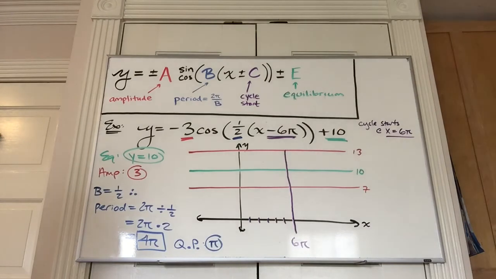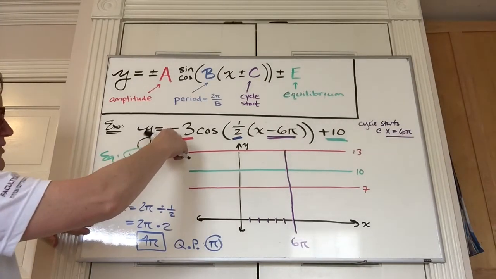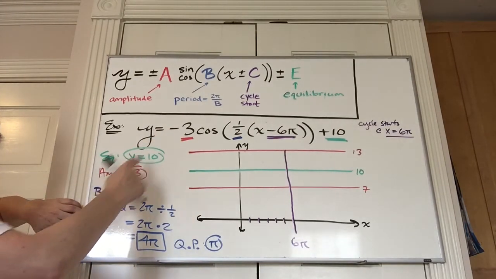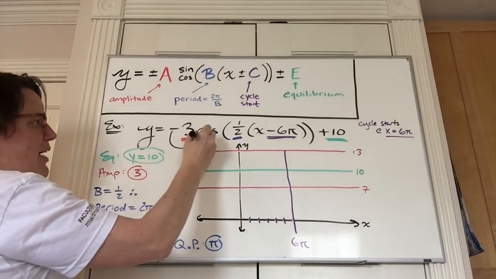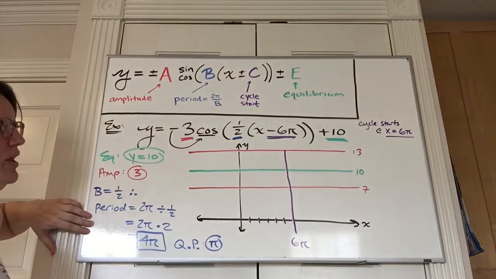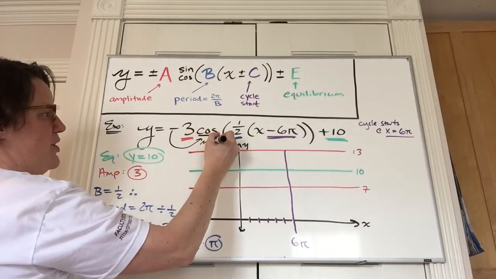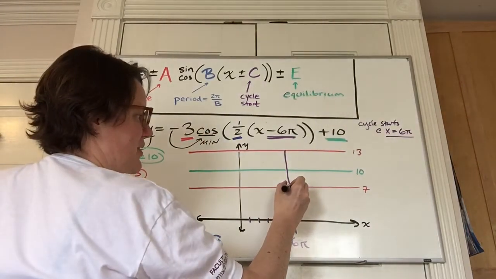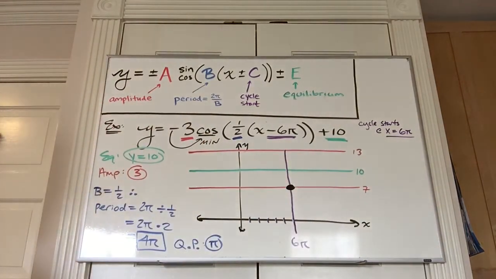And notice there was that negative out front. That negative did not impact the amplitude. What that negative tells us is that we're graphing a negative cosine cycle. Negative cosine cycles always start at their minimum. So I'm going to start my graph down here at the minimum.